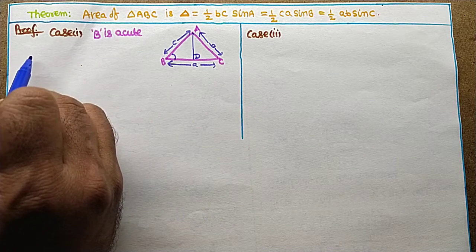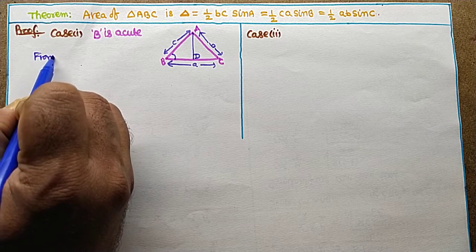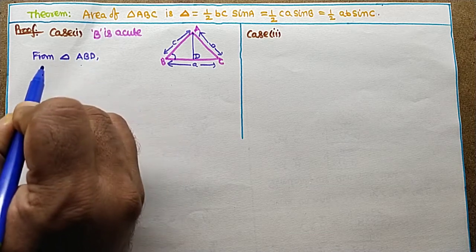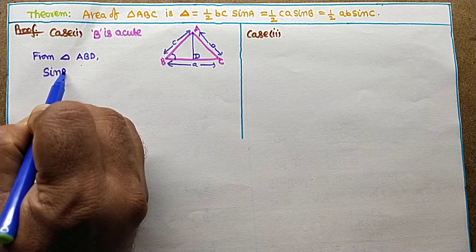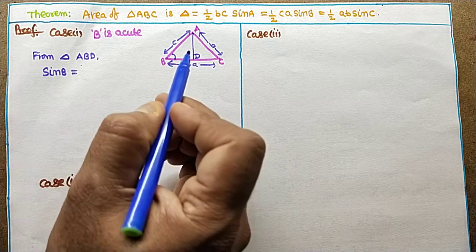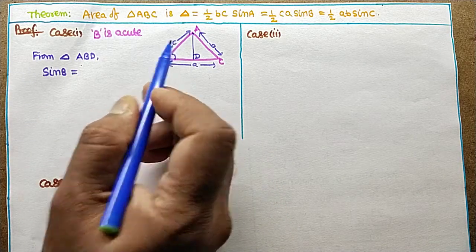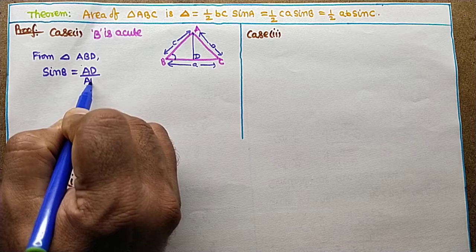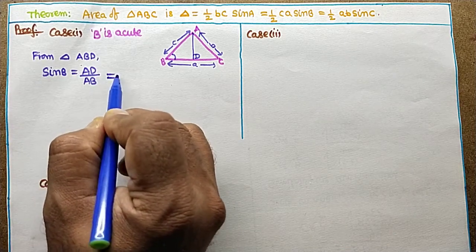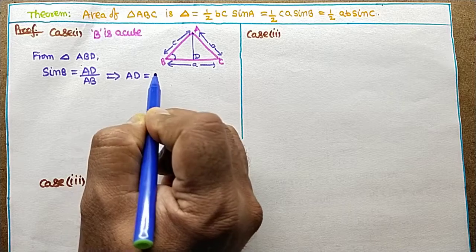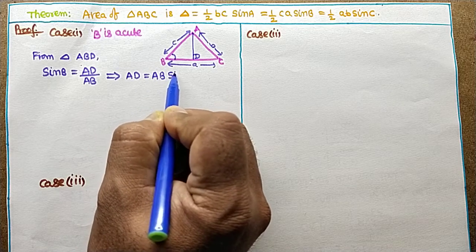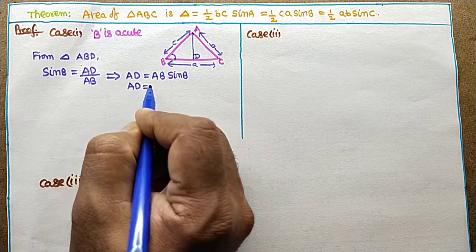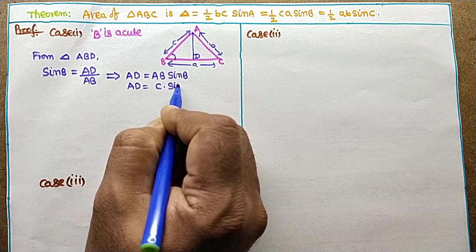So now from triangle ABD, sin B equal to, sin B definition here, opposite by hypotenuse. That means AD divided by hypotenuse, which is AB. That implies AD is equal to AB into sin B. What is AB here? AB means small c. So AD equal to c into sin B.